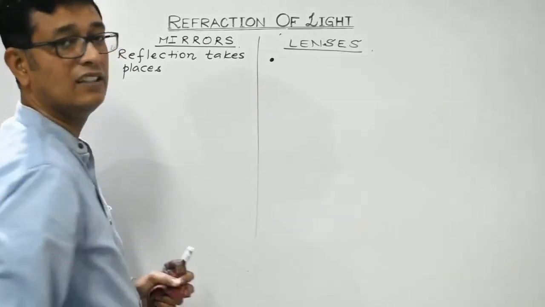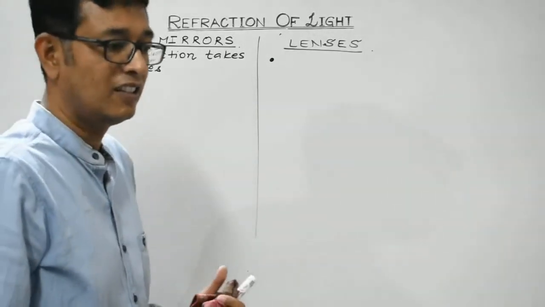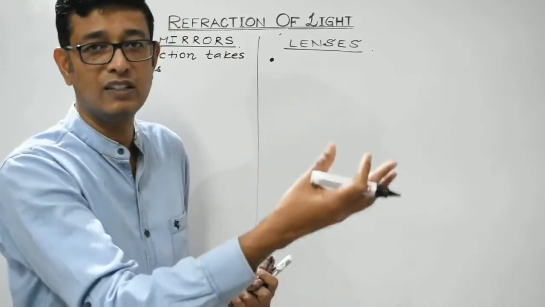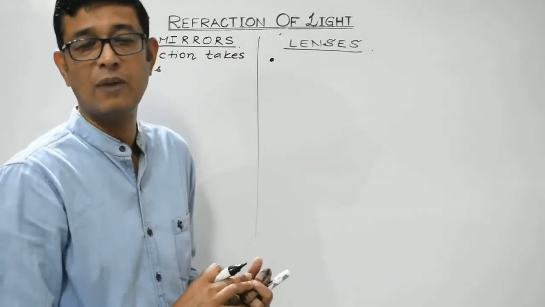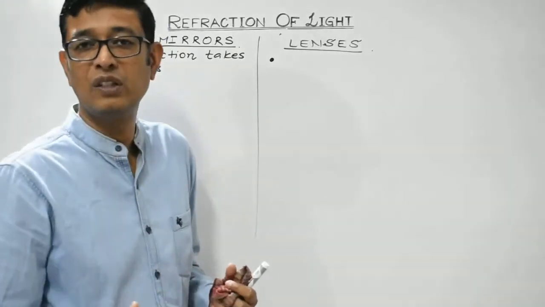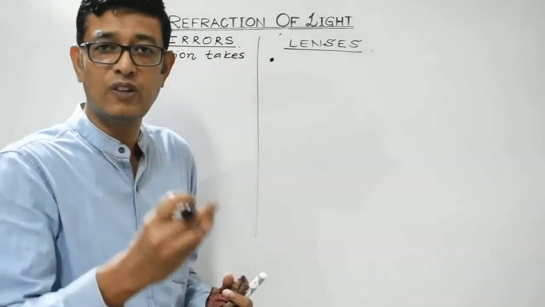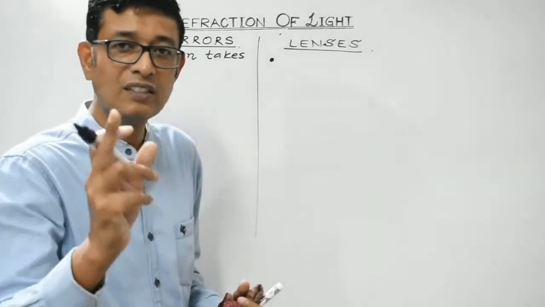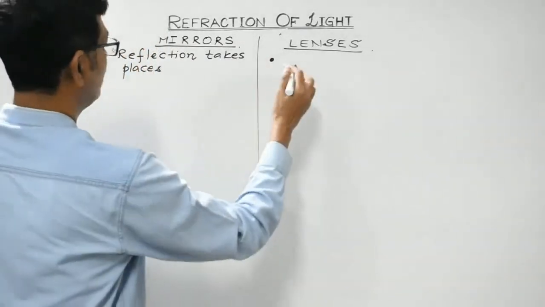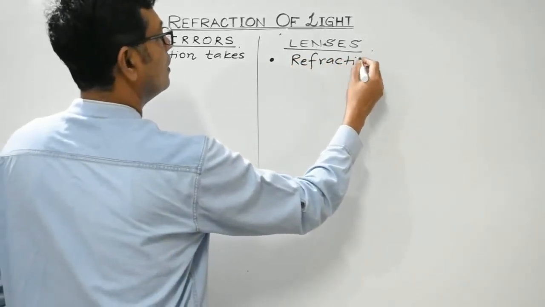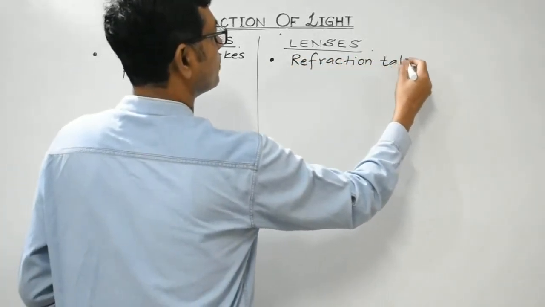While in the case of lenses, that is light traveling from rarer to denser, that is from air to lens which is made up of glass, what happens? The path of the light gets bent. And as you are aware, students, this phenomenon of bending of light, or the phenomenon of change in the velocity of light, is known as refraction. So in the case of lenses, refraction takes place.